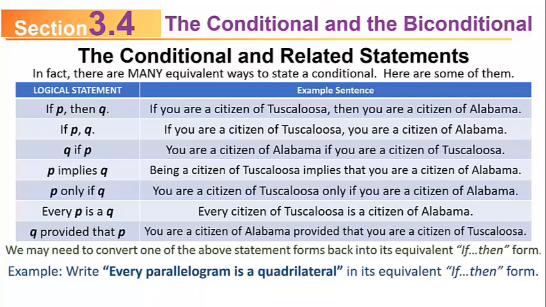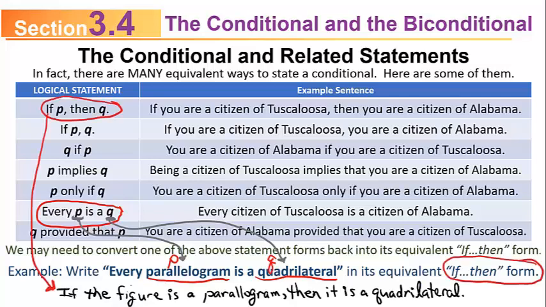What you have to do is look back up at this chart and notice that the next to the last one is every P is a Q. So that tells me that the part about the parallelogram is the P, the part about it being a quadrilateral is the Q. So I can use that and change it back to an if-then form by saying basically if parallelogram then quadrilateral, and then putting in a few words to make the sentence flow. So instead of saying if parallelogram then quadrilateral, I'll add words like if the figure is a parallelogram, then it is a quadrilateral. So it's really just that simple. You're going to use that chart to turn the statement back into if P then Q, and if it's necessary to add a few words to make it sound better grammatically, then you can do that as well.